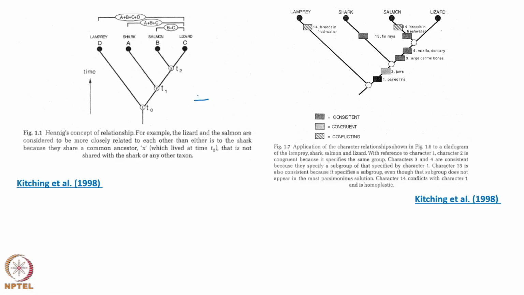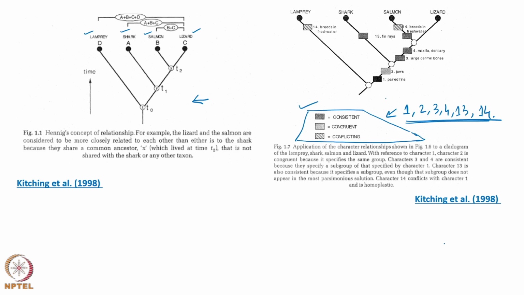Come back to the starting diagram dealing with lamprey, shark, salmon and lizard. And now the characters 1, 2, 3, 4, 13 and 14 will be brought into the picture once again. These characters have been defined in terms of consistent, congruent and conflicting. A lamprey can breed in fresh water, so also the salmon. They have a common feature; character 14 is called conflicting.